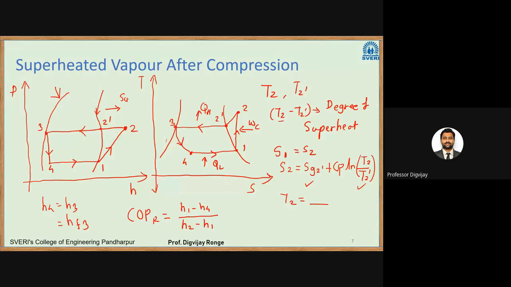So this is the superheated region. Then we get this T-S and P-H diagram for superheated vapor after compression. Similarly, I have derived this equation for COP, and in all cases it will be the same. The only thing is that the point will lie either on the saturated vapor curve, or inside or outside of the saturated vapor curve, or inside or outside of the saturated liquid curve.